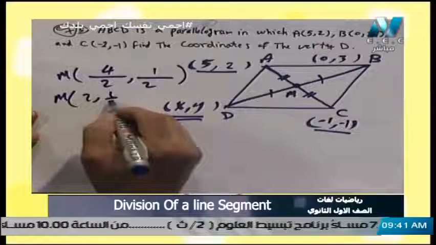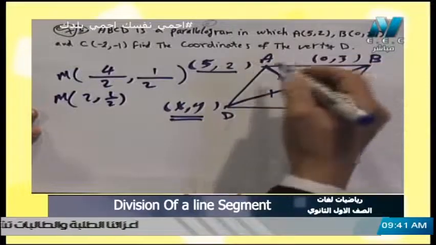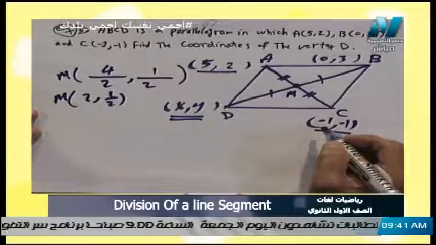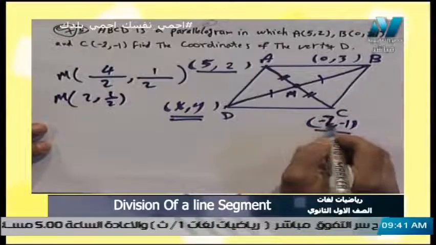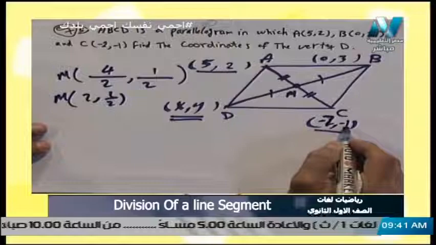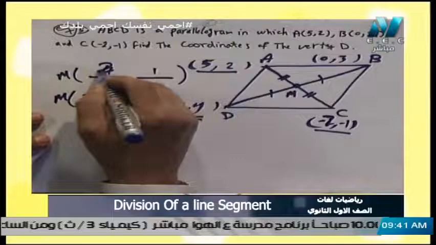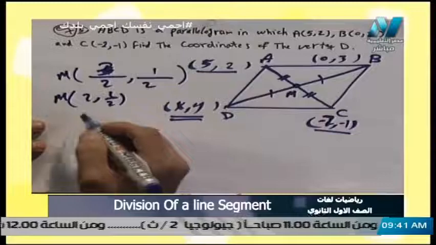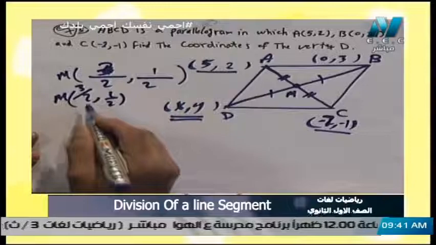Okay, let's see it carefully. We have here A 5 and 2, and C negative, sorry, we have C negative 2 and negative 1. Okay, I wrote it wrongly, negative 2 and negative 1 here. So 5 plus negative 2 will be 3, not 4, and 2 plus negative 1 is still 1. So here is 3 over 2 and 1 over 2. So M here is 3 over 2 and 1 over 2.